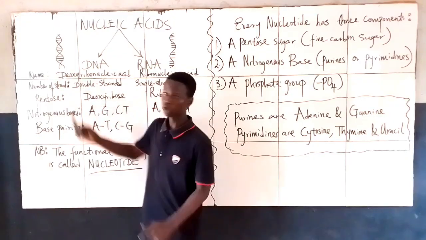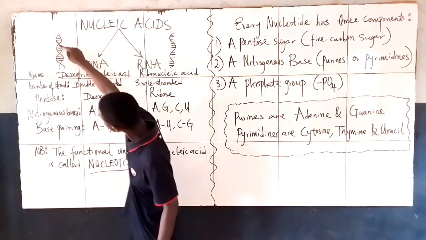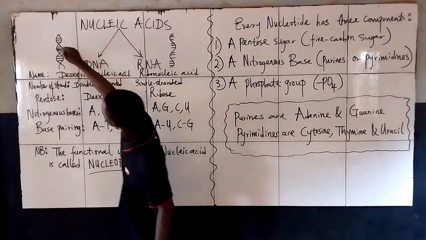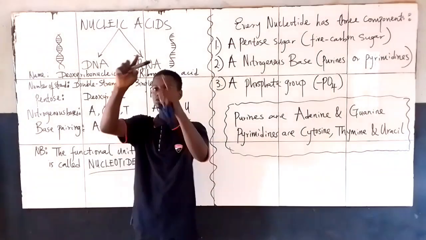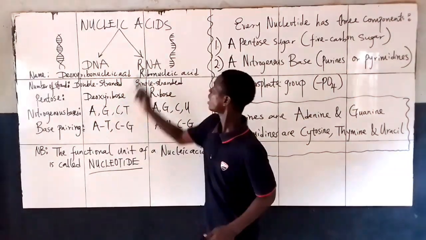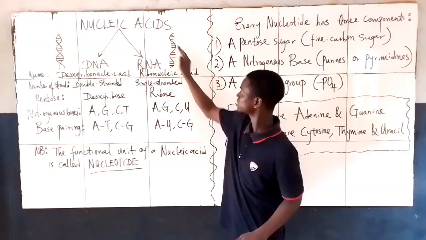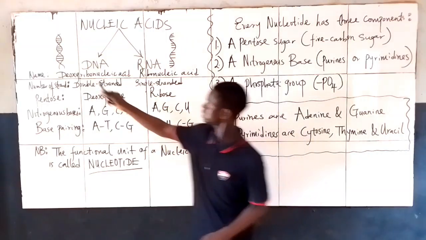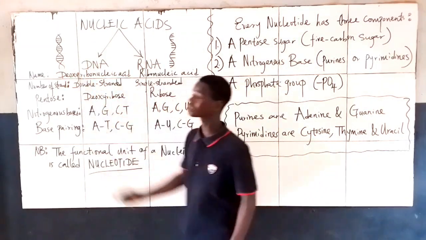You can see the structure of the DNA here. This is a single strand and this is a single strand. So two strands are coming against each other. I hope you get that. While for RNA, it is just a single strand. All these projections, they are the base pair.